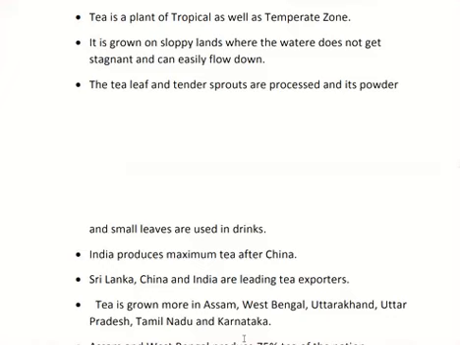Second, tea leaves and tender sprouts are processed, and the powder and small leaves are used in drinks. Tea is not used directly in the way we use cash crops, food grains, and pulses. Tea leaves are particularly plucked out, tender sprouts are processed, and after that we convert them into powdery form, and small leaves are used in our drinks.